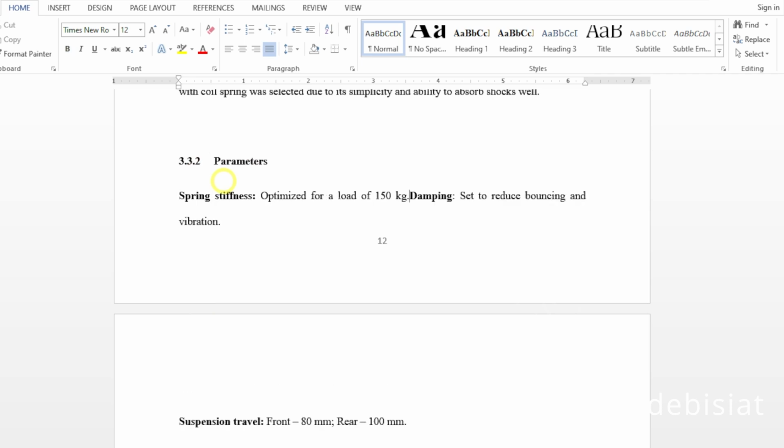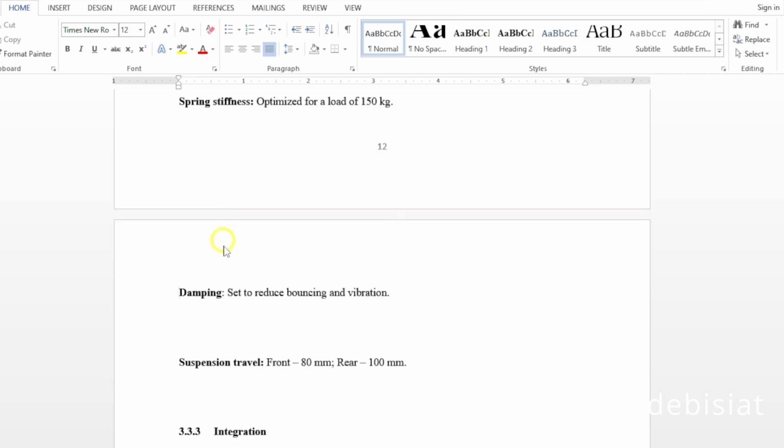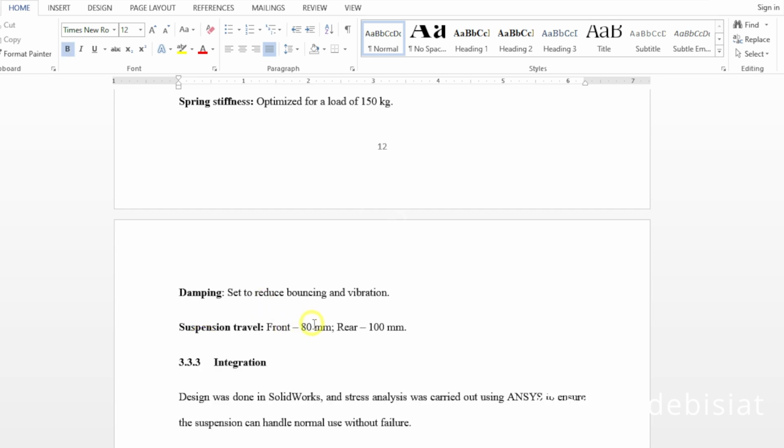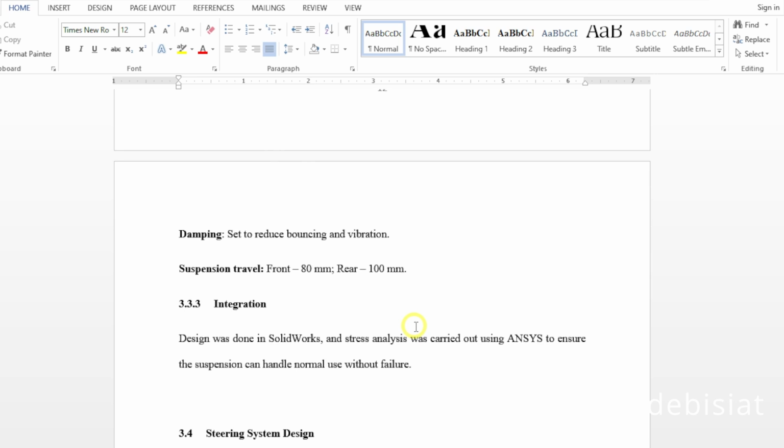Okay, let's see. Optimized for a load of 150. Suspension travel. Why this 80 mm suspension travel? Why not 100 mm for both? For this, you need to give a reference.